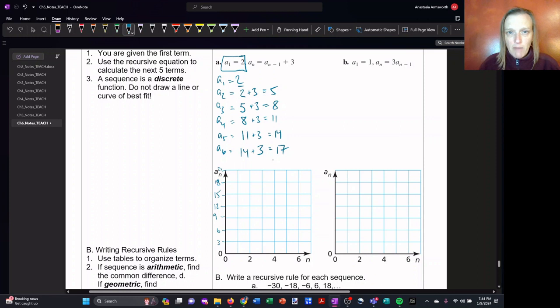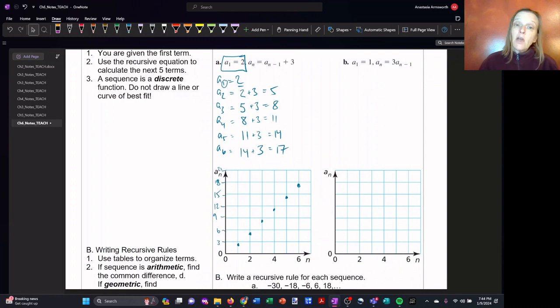And then my first term is at 2. My second term is at 5. My third term is at 8. My fourth term is at 11. Fifth term is at 14. And sixth term is at 17. You can see that these points lie on a straight line. This is an arithmetic sequence.